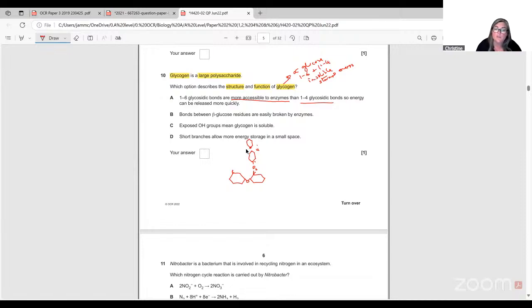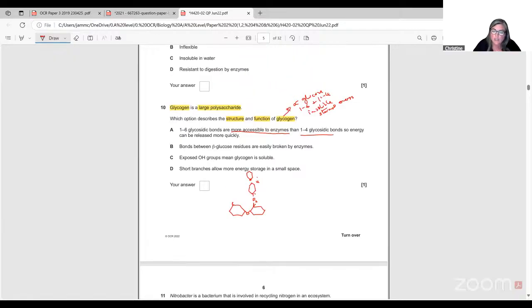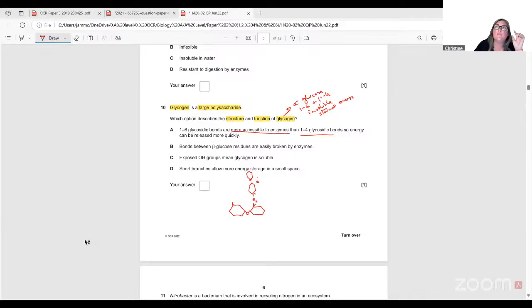So the thing about the breaking of the bonds being easier and much faster is to do with the fact that you are looking at that position at the end being accessible. And if that position is accessible, that will then allow for the breakdown.